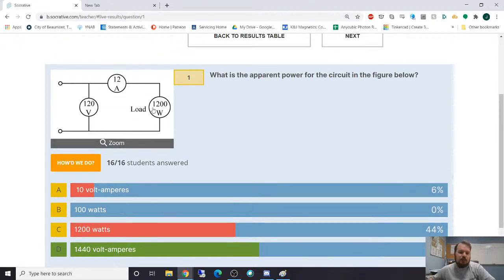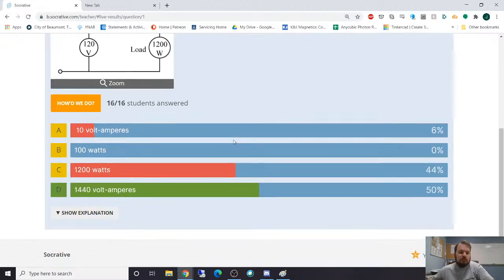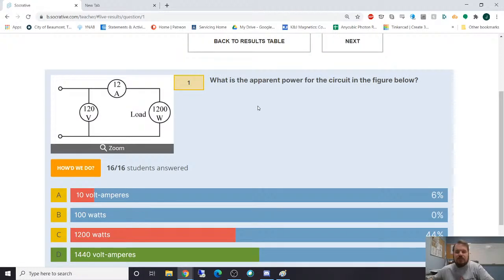The 1200 watts is the true power. True power is measured in watts. Apparent power is measured in volt amps. So that should have kind of tipped you off to which was the answer.